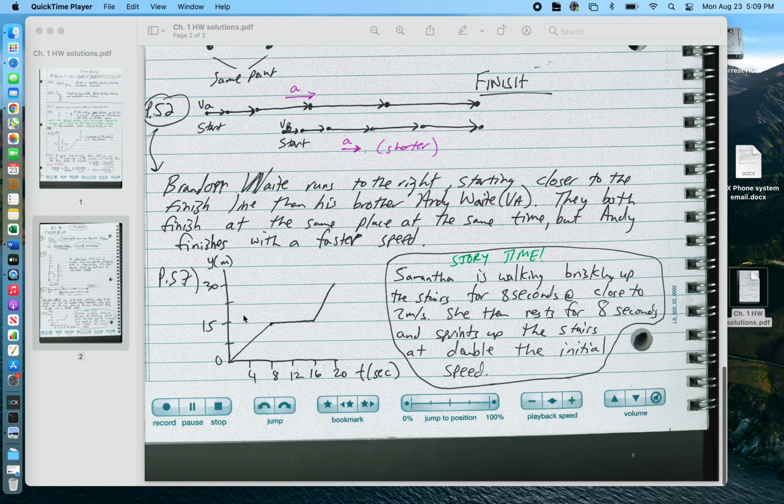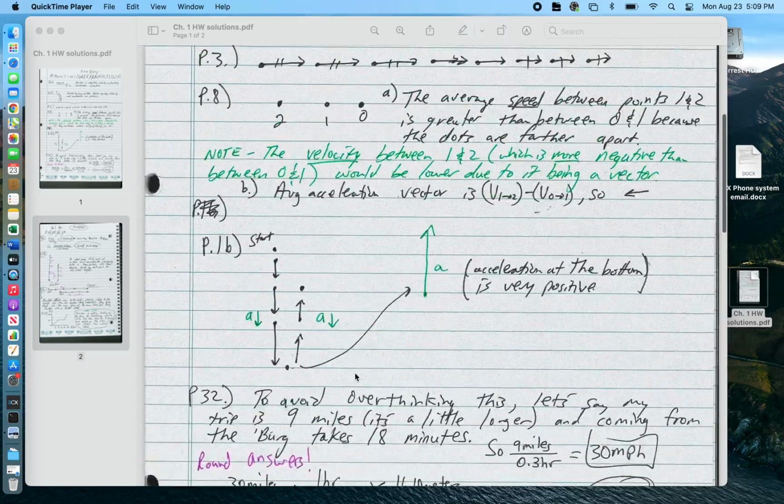And a story here, notice that for this one, this graph was a vertical position graph versus time. So I have to have someone going up the stairs. I had Samantha walking briskly up the stairs for 8 seconds, because 2 meters per second is almost 6 feet per second upward. And then running up the stairs the last 4 seconds, and then not moving vertically at least during the middle 8 seconds. So hopefully those are okay.